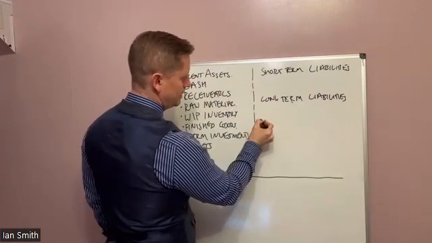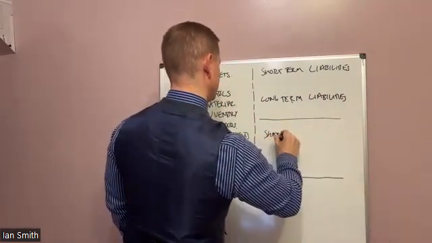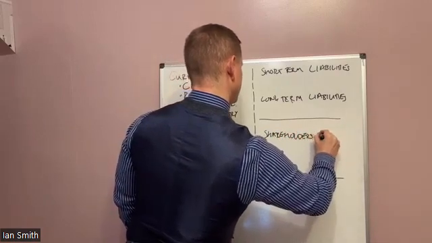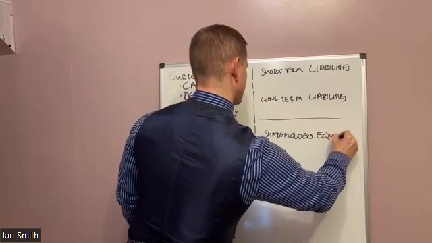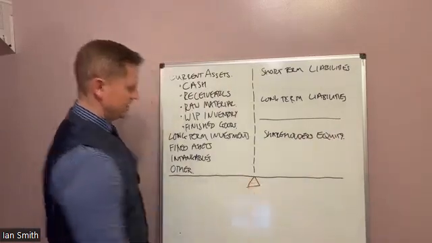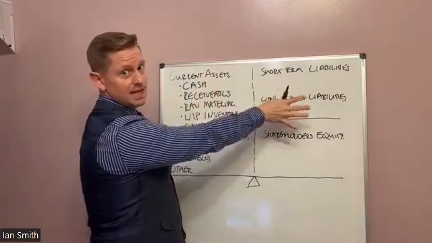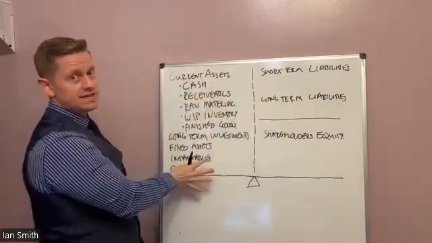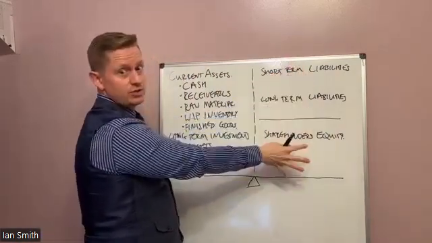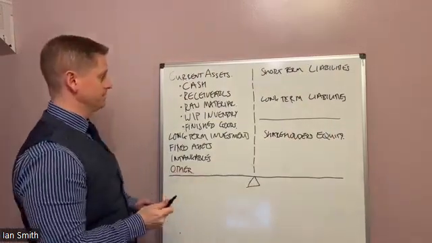Okay, and then shareholders' equity. Now that's why I like to draw it as a little seesaw, because that side and that side should balance. So total assets should be equal to liabilities plus shareholders' equity. And that's why it's called the balance sheet, because they should balance.